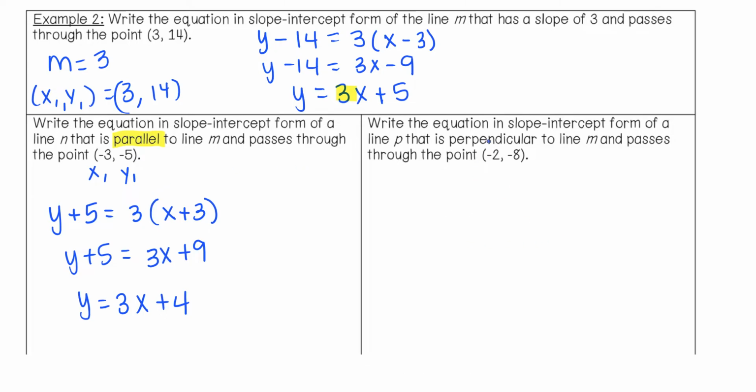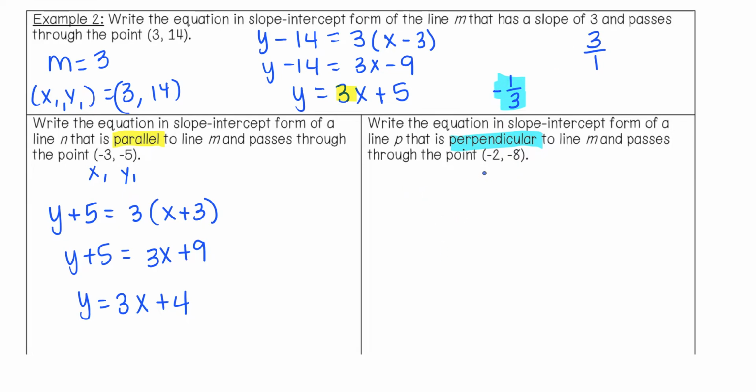In the second part, we're looking for the line that's perpendicular. So remember, to find the perpendicular slope, we need to take the opposite reciprocal slope. So 3 by itself is like 3 over 1 because any number can be rewritten over 1 and it doesn't change the value. So if I want to flip this and get the reciprocal, I get 1/3. And since it started as a positive, I need to make it a -1/3.